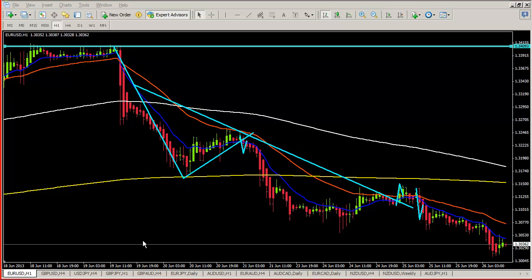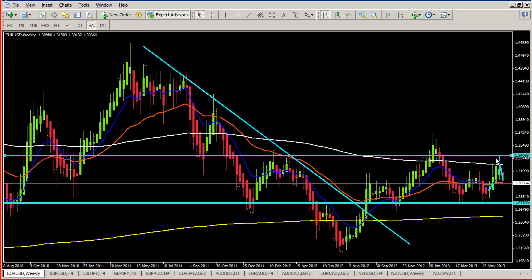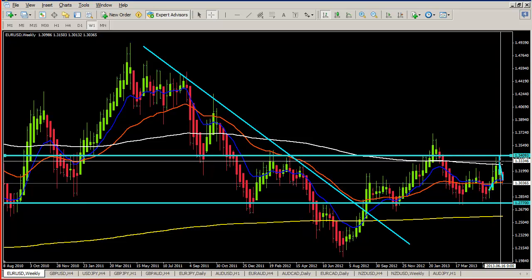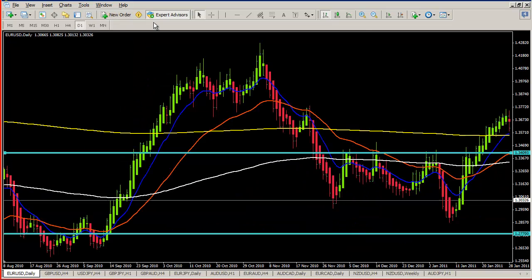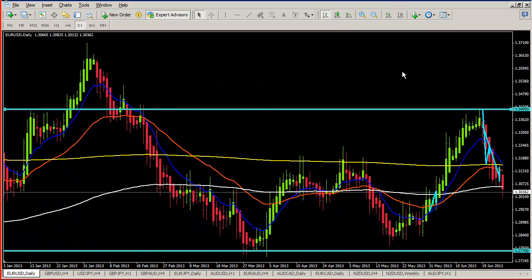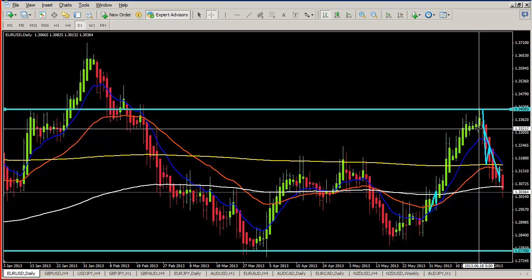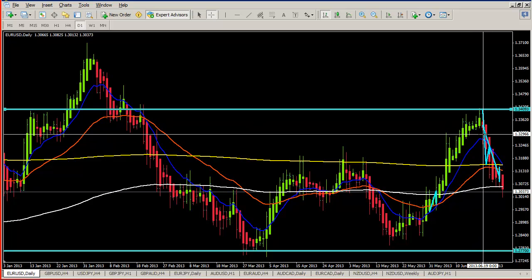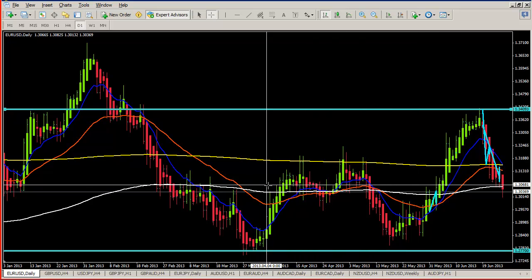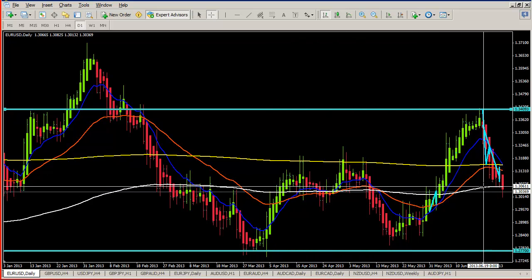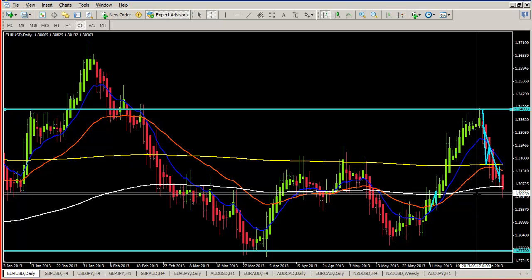Remember on the Euro US dollar, we had a big move. The price went up to resistance on the weekly chart, and of course we expect at some point a bounce. So the bounce came on the daily chart. The price created a red candle here, and then later on it moved lower.